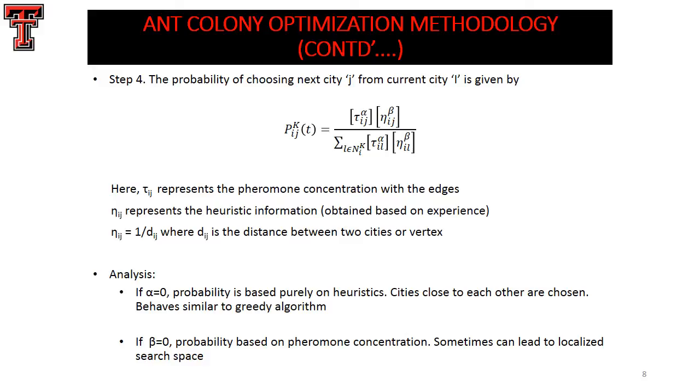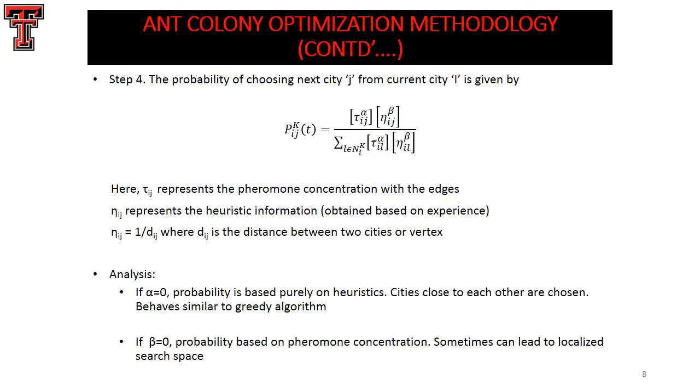The probability function for choosing city j from current city i is given by the following expression. Pij represents the probability of going from city i to city j by the ant k. Tau ij represents the pheromone concentration associated with the path connecting cities i and j. Eta ij represents the heuristic information available about the path connecting cities i and j. The heuristic information can be calculated using the following relation. Here dij represents the distance between the two cities i and j. If the distance between the two cities is very small, then the heuristic information for the corresponding path is much higher, and vice versa.